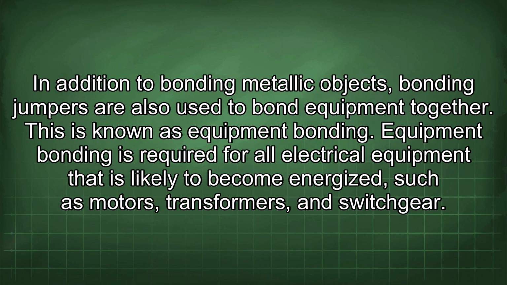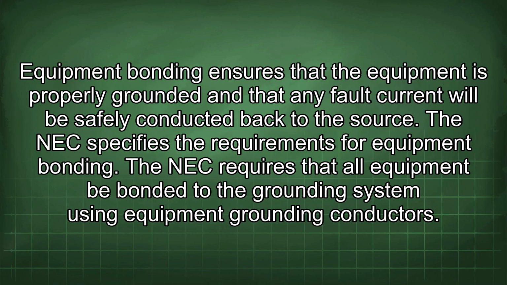In addition to bonding metallic objects, bonding jumpers are also used to bond equipment together. This is known as equipment bonding. Equipment bonding is required for all electrical equipment that is likely to become energized, such as motors, transformers, and switchgear. Equipment bonding ensures that the equipment is properly grounded and that any fault current will be safely conducted back to the source. The NEC specifies the requirements for equipment bonding.